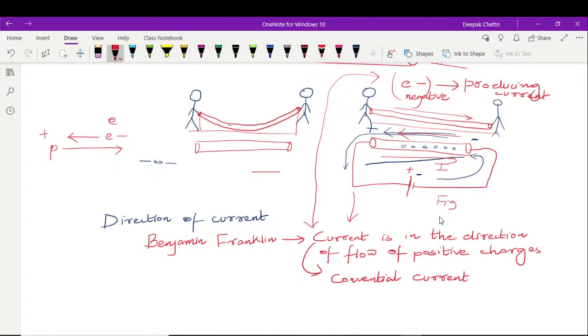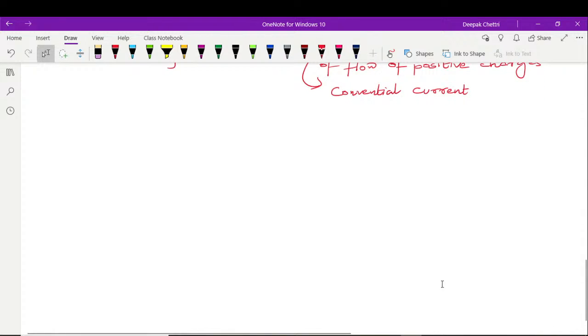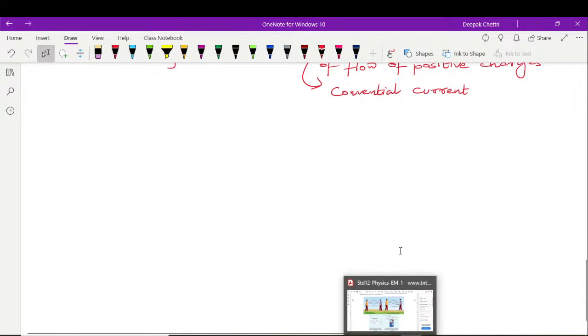So remember this, electrons and the direction of current are opposite to one another. The direction of flow of electrons and direction of flow of current is opposite to one another. Is it clear? Even though this current is because of electrons, the direction is opposite to that of electrons. Is that part clear or not?